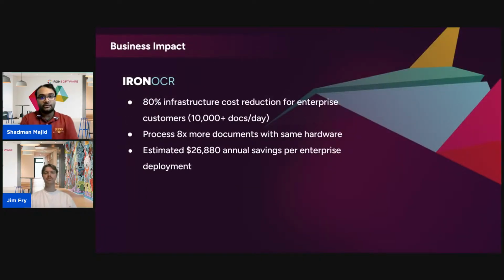How do these performance breakthroughs impact the business? How does it lead to business optimization? The biggest change is, of course, in the infrastructure cost. Since we are saving both memory and processing time, that leads to an 80% infrastructure cost reduction for enterprise customers. It also helps to process 8 times more documents with the existing hardware. And finally, we are estimating that in terms of dollar values, it will help to make around $27,000 in annual savings per enterprise deployment. This is a very huge and optimized change that we are guaranteeing with the newest version of IronOCR. So moving on to the next slide.